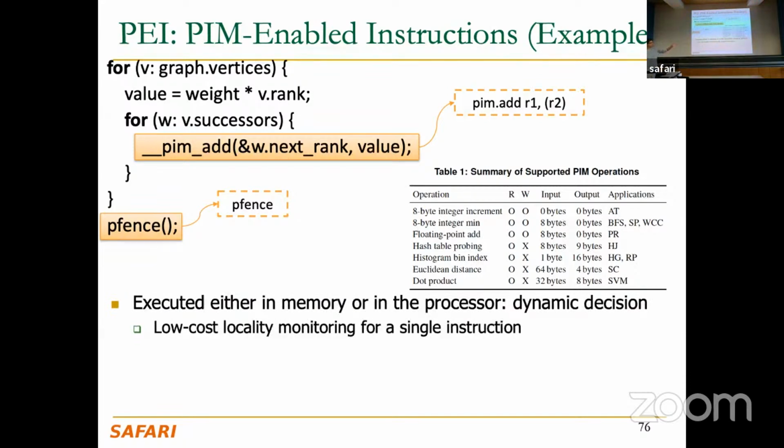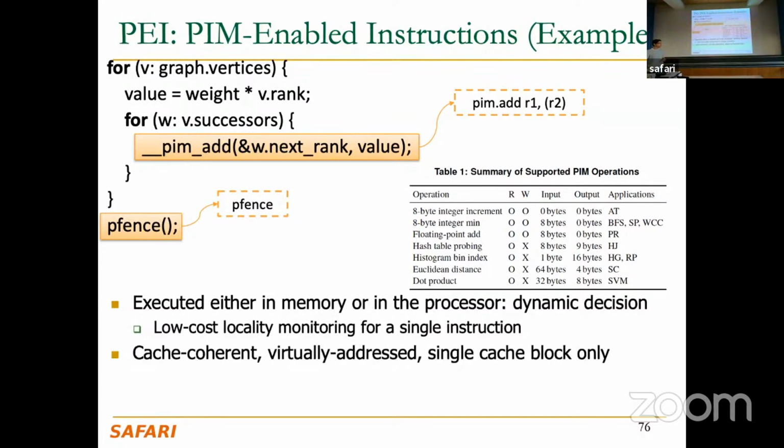They will be executed either in memory or on the processor based on a dynamic decision. So it's important to have some way of monitoring locality that is low cost. Also, it's important to be cache coherent, virtual address, single cache block only. This is something that we already mentioned.